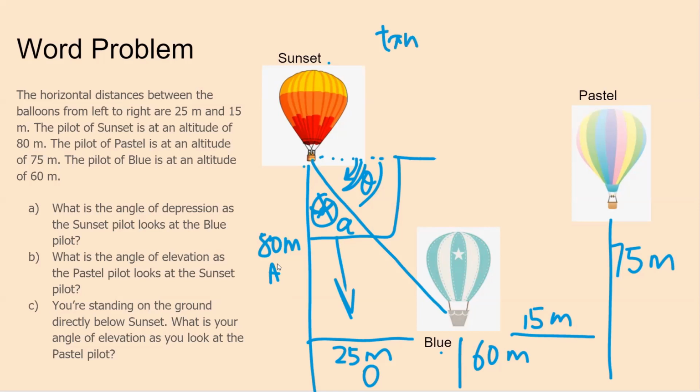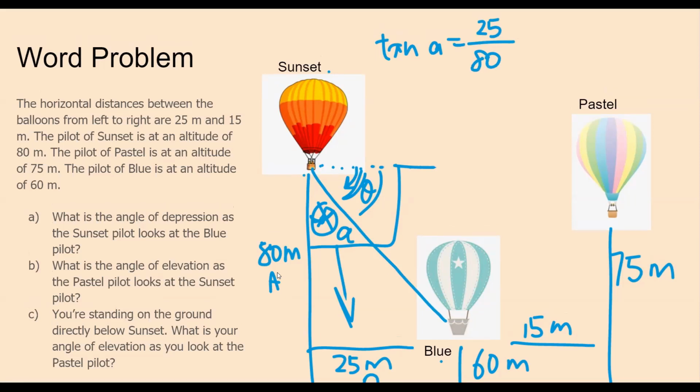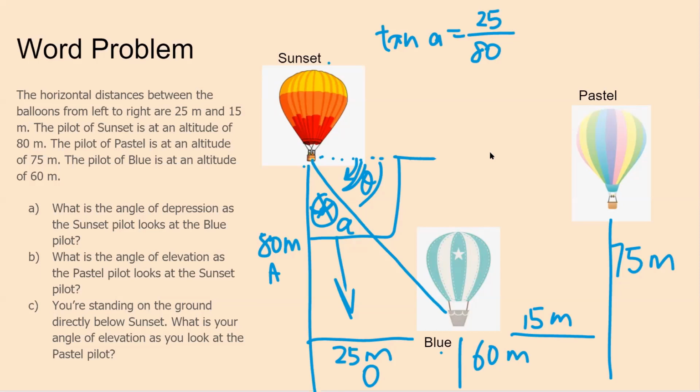Tan of angle A is equal to the opposite, which is 25, divided by the adjacent, 80. So let's plug this into our calculator. Don't forget to use the inverse because we are looking for an angle. Inverse tan of 25 over 80 is 17.35. So this is actually really out of scale. A is equal to 17.3 and so on.